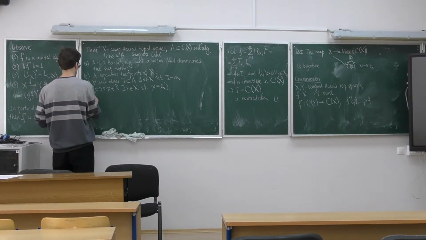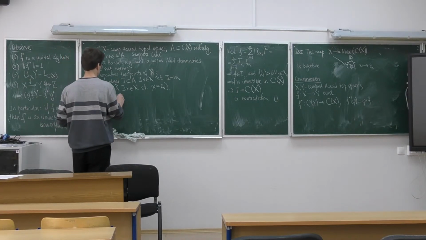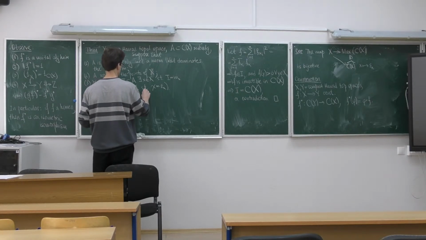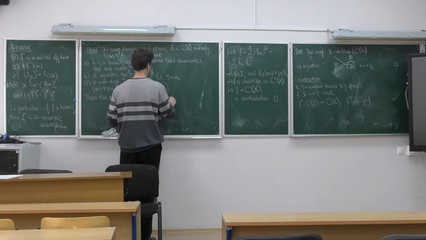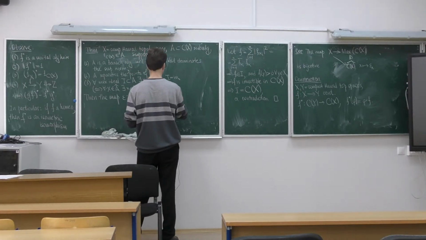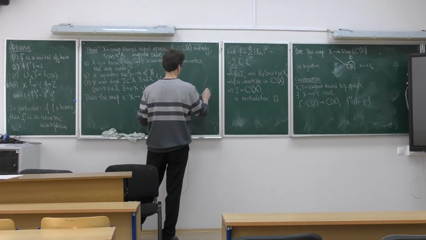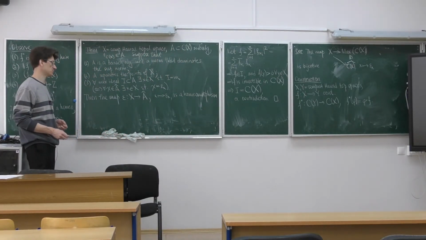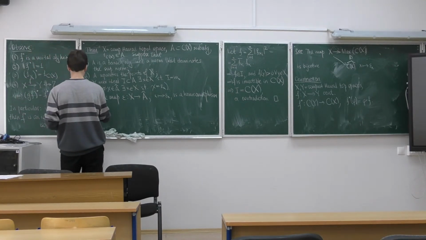I claim that if these conditions are satisfied, then the map epsilon from X to A hat, which takes x to epsilon_x, is a homeomorphism between X and the character space, or equivalently between X and the maximal spectrum of A. And moreover, the following diagram commutes.